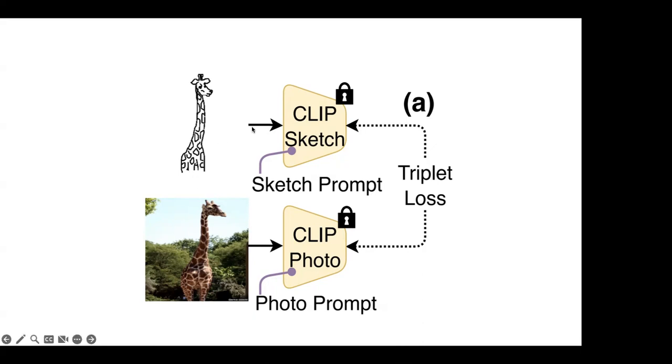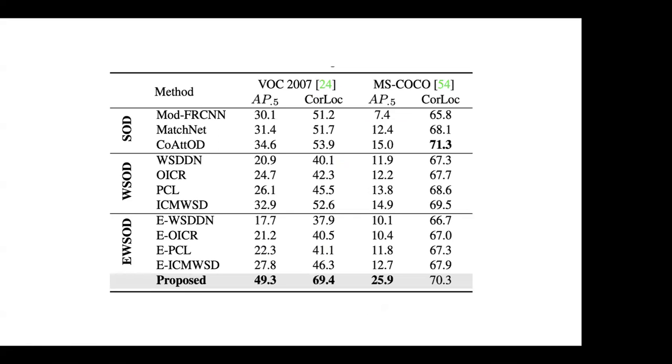These are the results obtained by comparing the proposed model to the SOTA in SOD and WSOD detectors. SOD means supervised object detection, WSOD is weakly supervised object detection, and EWSOD is the class that is trained specifically only on the SBIR dataset.